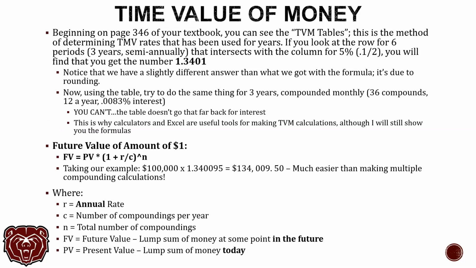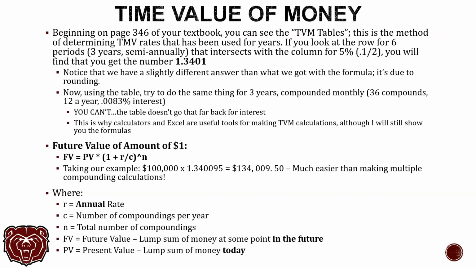Okay. Now, beginning on page 346 of your textbook, you're going to see these time value of money tables. They are big. There's a lot to them, and this is the way that I learned how to do time value of money. Okay, it is the old school way of doing it. It's the method that has been used to determine TVM rates for years and years and years. Okay. We need to know how to use these tables. It's important that you understand where these numbers are coming from.